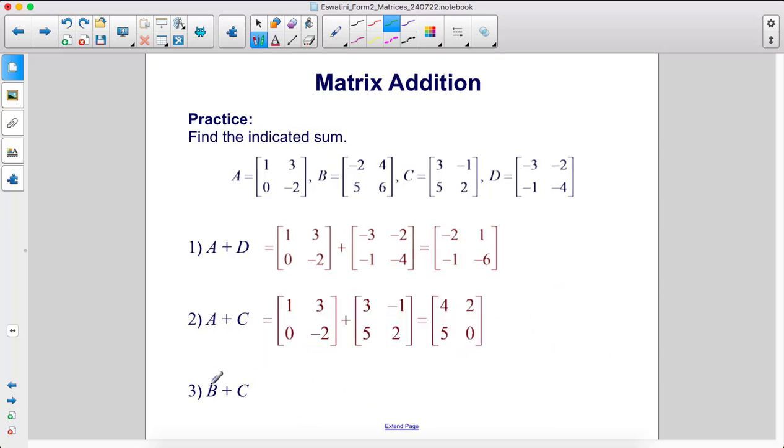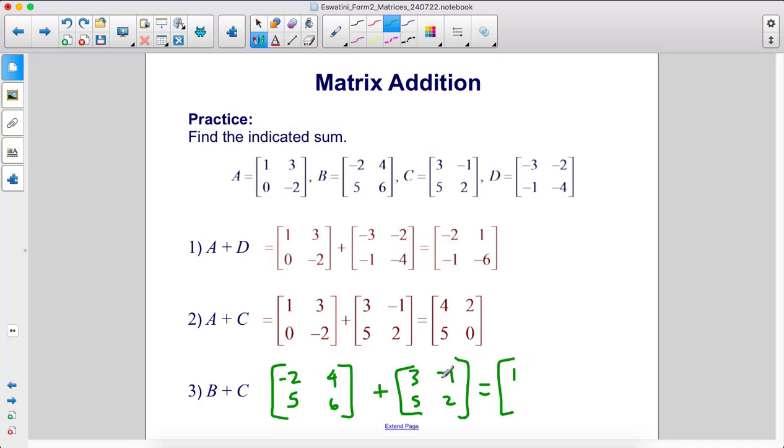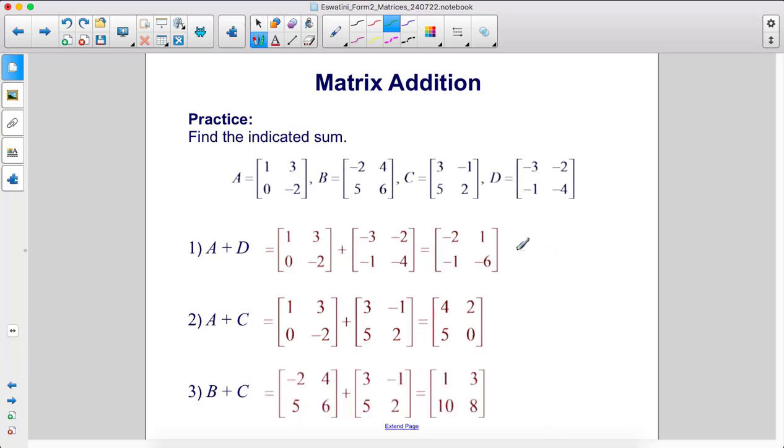And finally, B plus C. So B is negative 2, 5, 4, 6. C is 3, 5, negative 1, 2. All right, so negative 2 plus 3 is 1. 4 plus negative 1 is 3. 5 plus 5 is 10. 6 plus 2 is 8. And here you have all of the answers.